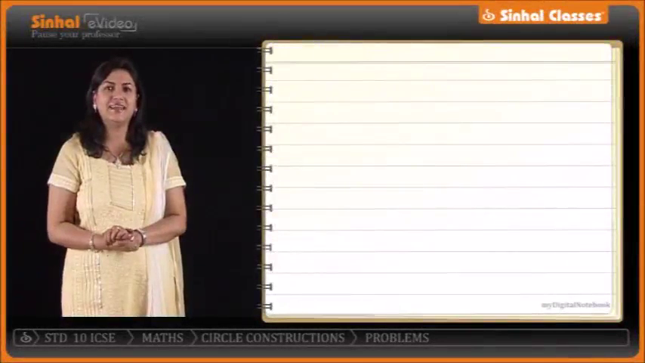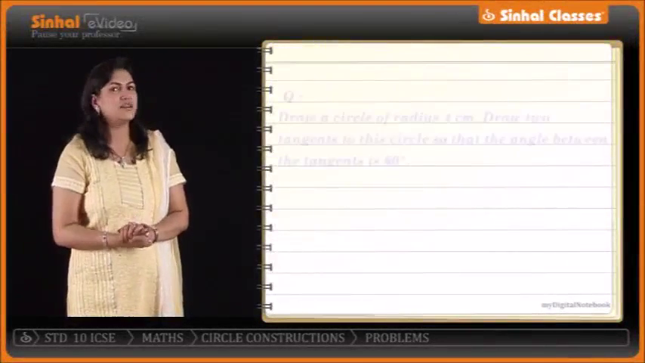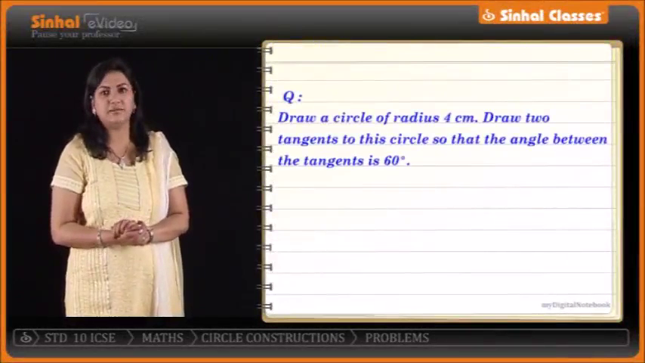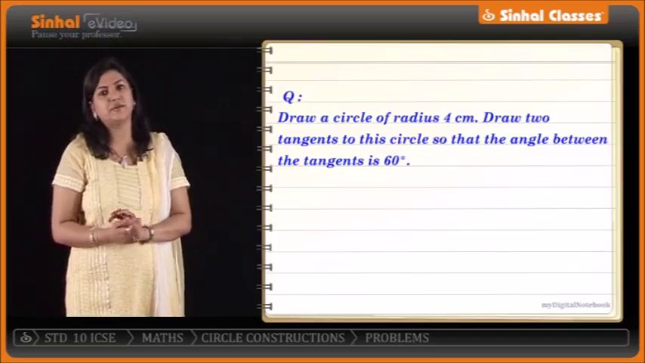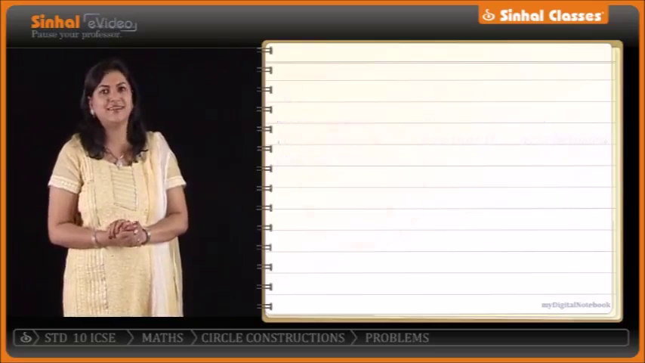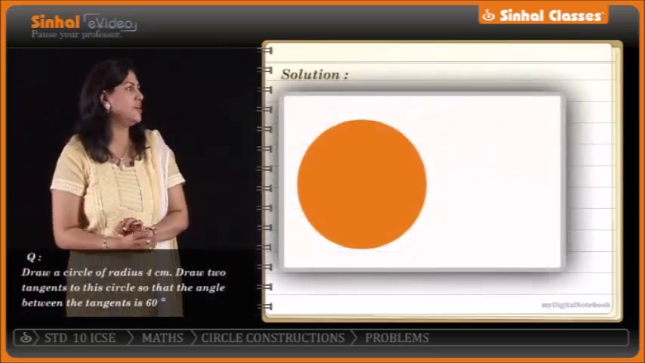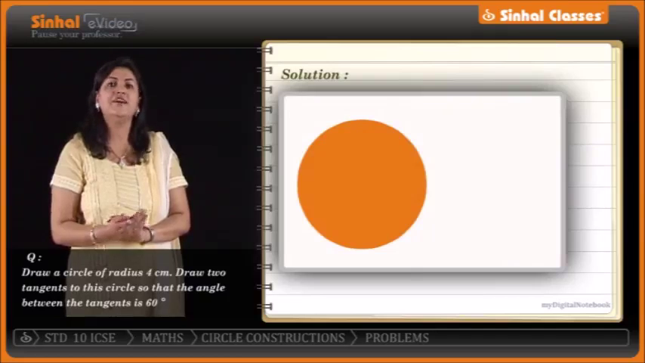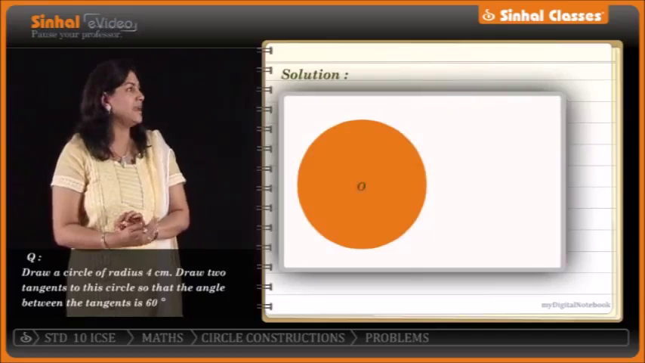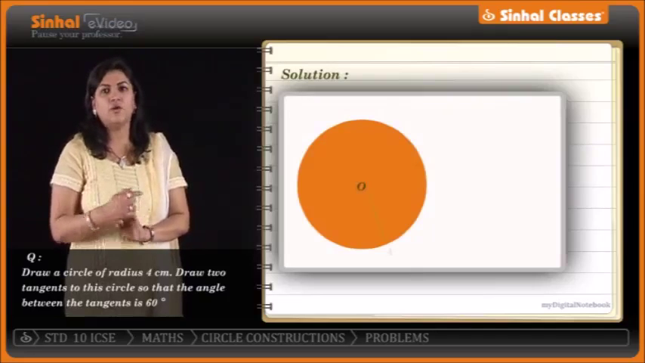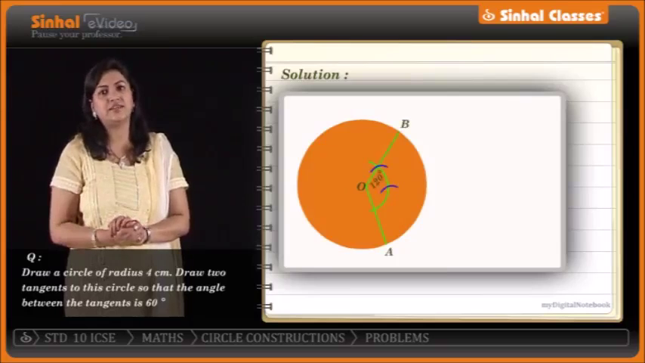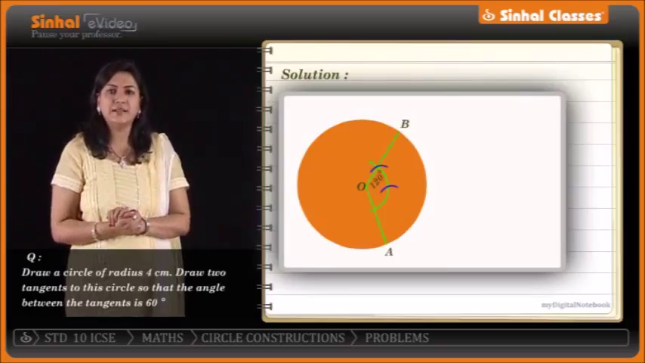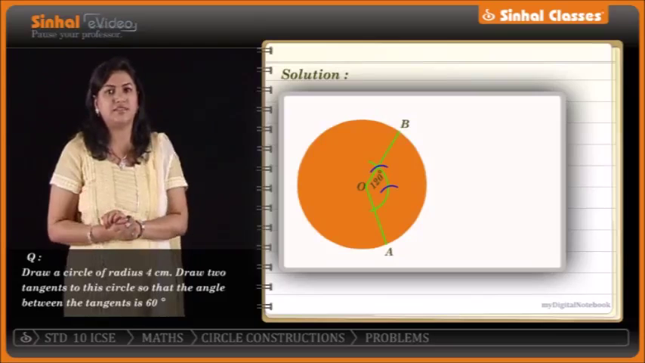Now let's look at the next problem. Draw a circle of radius 4 centimeter. Draw two tangents to the circle so that the angle between them is 60 degrees. Now here first we draw a circle of radius 4 centimeter with center O. Now we draw two radii OA and OB such that the angle between them is 120 degrees. See, here we want the angle between the tangents to be 60 degrees.